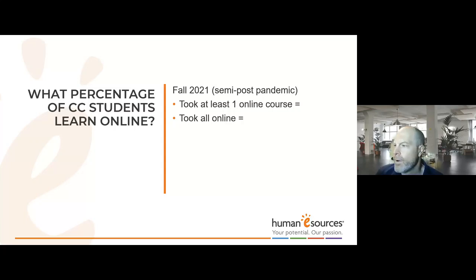So what percentage of community college students learn online? As of fall 2021, which is now almost outdated, guess how many people took at least one online course? I want someone in the audience to guess. You can do it in the chat, or again, say it out loud. Anyone have a guess about what percentage of community college students as of fall 2021 took at least one online course? No guesses.